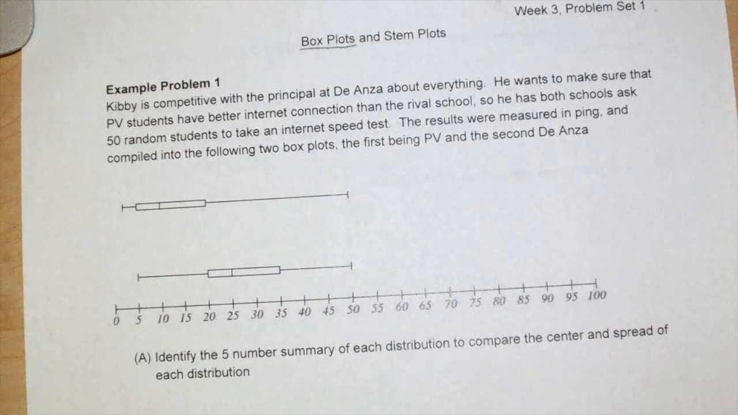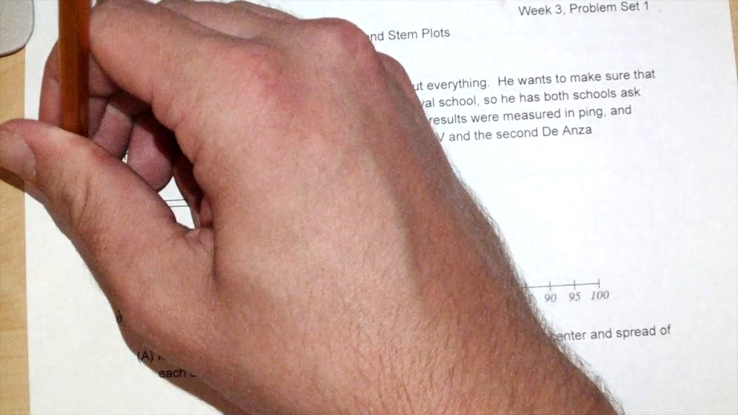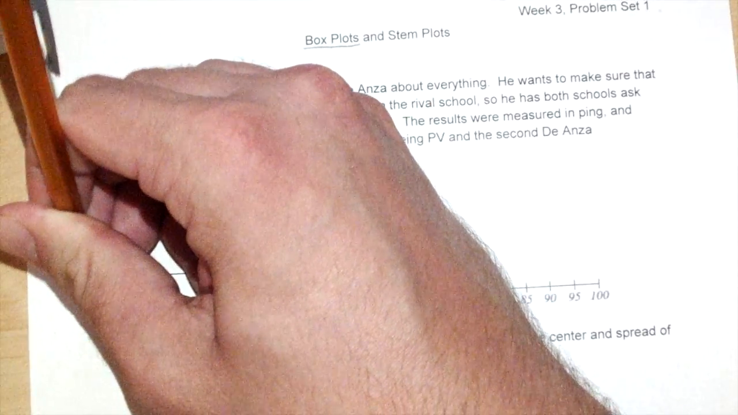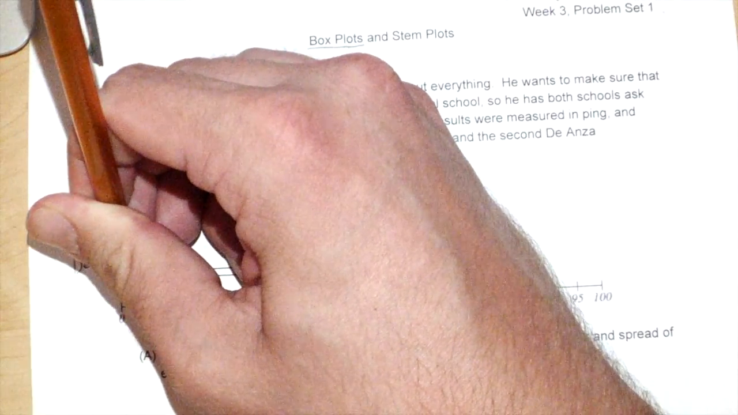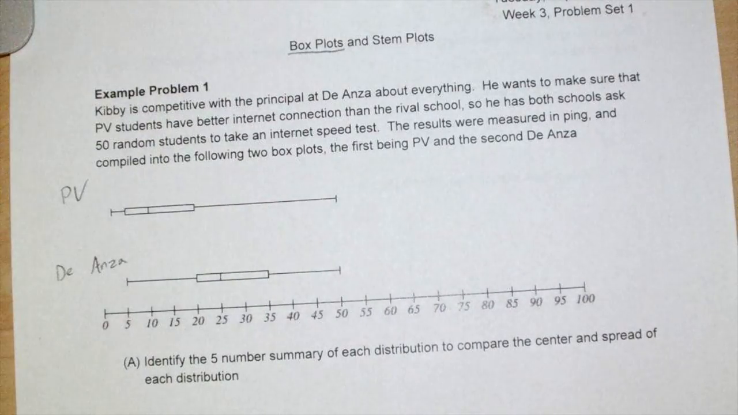It says, Kibi is competitive with the principal at the rival school about everything. He wants to make sure that PV students have better internet connection than the rival school. So he has both schools ask 50 random students to take an internet speed test. The results were measured in ping and compiled into the following two box plots, the first being PV and the second De Anza.